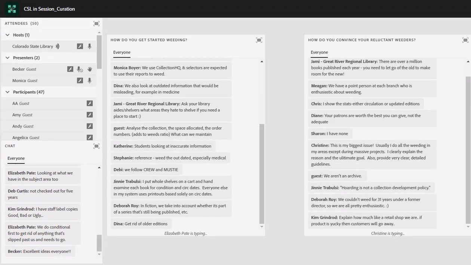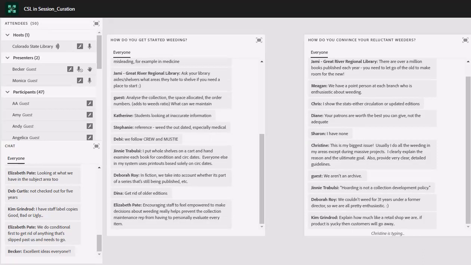And Deborah's saying that they couldn't weed. Holy moly, 31 years? I thought that was 3 years. Yeah. I actually worked for a library district who did not have a great weeding policy, and I was a shelver, and I just basically pushed the cart around because there was literally no place to put the books. It was kind of unfortunate. Yeah, these are great. I'm loving all of these ideas.